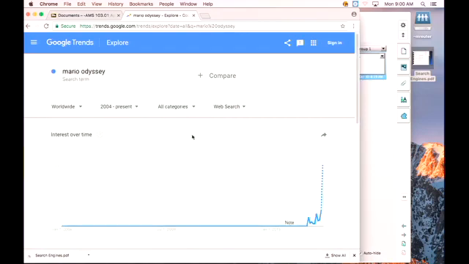I think I spelled that right. Okay, well, naturally, no one was searching Mario Odyssey 10 years ago. That's maybe a good thing, actually. And we're seeing sort of an uptick here, and it's expected to sort of skyrocket in coming days.